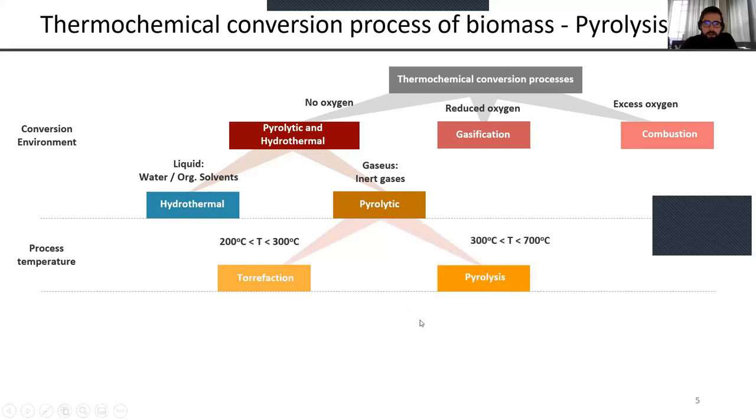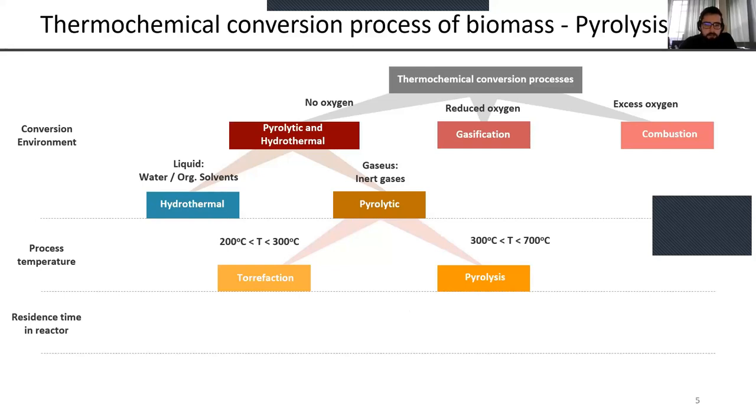And then we have pyrolysis, which takes place between 300 and 700 degrees. Above 700 degrees, we cannot really call it a pyrolysis process because it's the carbonization process. The degradation of the biomass does not occur because everything is already degraded, so only the structure organization takes place. Okay.